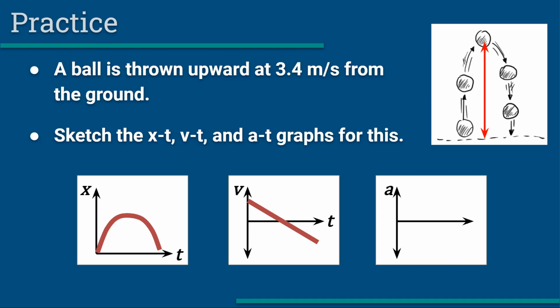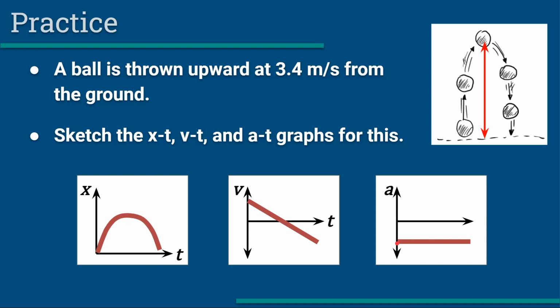Why is it changing? It's changing because of gravity. It's a constant change of negative 9.8 meters per second squared. So the slope of this line would be negative 9.8 if I had numbers here. And that's what's going to show up on my AT graph, that negative 9.8. It's a constant acceleration, so it's a straight horizontal line in the negative region of my graph. Again, if I had numbers, this would be at negative 9.8.